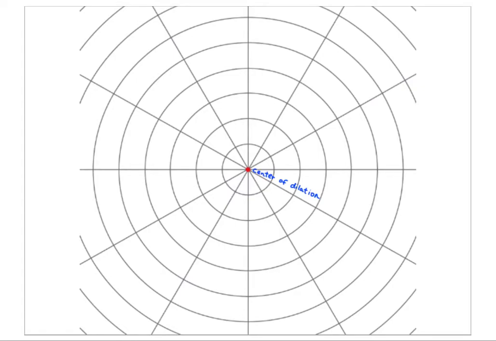This is the summary for lesson 2. So a little bit more, a little review of using a circular grid. The center point of the grid is the center of dilation. As you move points out and move images out, or move images in for that matter, on the circular grid, this is the center from which they're going to move.